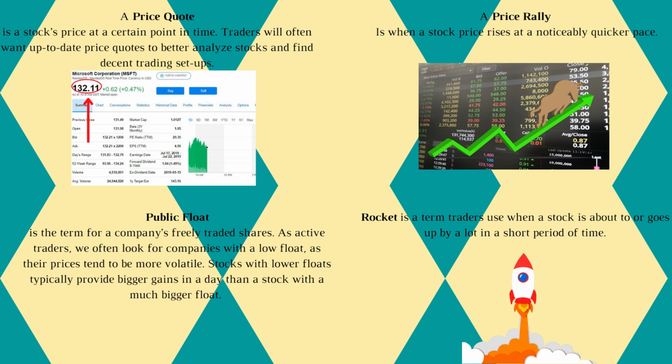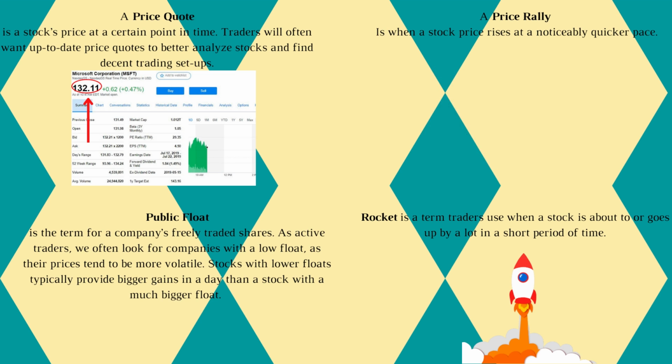As active traders, we often look for companies with a low float, as their prices tend to be more volatile. Stocks with lower floats typically provide bigger gains in a day than a stock with a much bigger float. Rocket is a term traders use when a stock is about to go up, or goes up, by a lot in a short period of time.